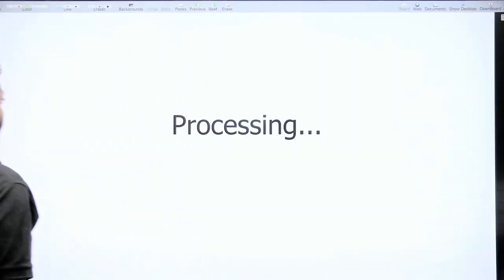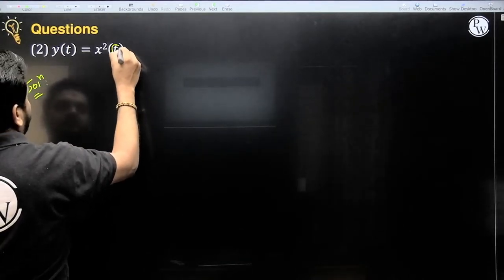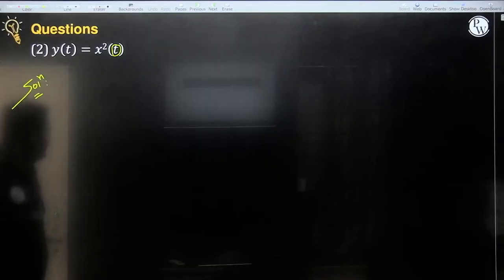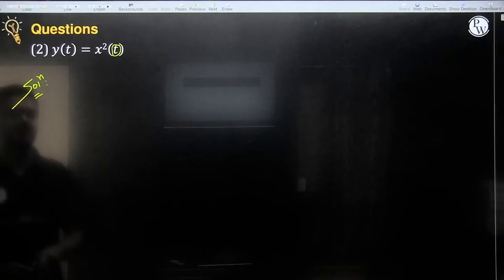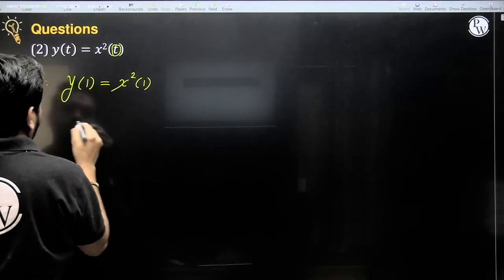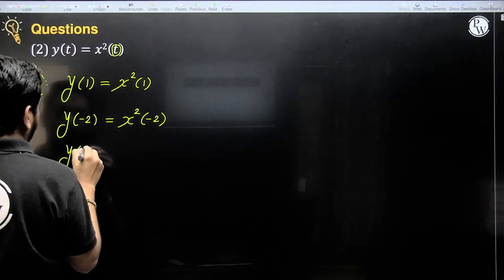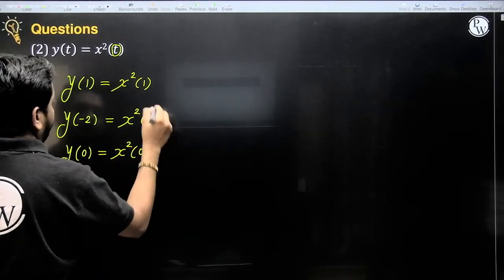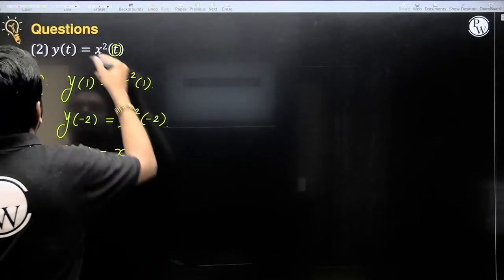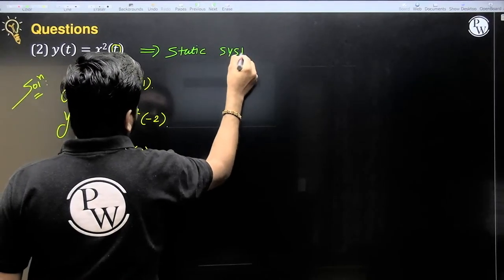Now next question, x square of t, tell me is this static or dynamic? Here there is no operation performed on the independent variable t, correct? So that's why the given system is static. Like y of 1 is equal to x square of 1, y of minus 2 equals x square of minus 2, y of 0 equals x square of 0. In each and every case you can see the present output depends on the present input. So the given system is static, not dynamic.